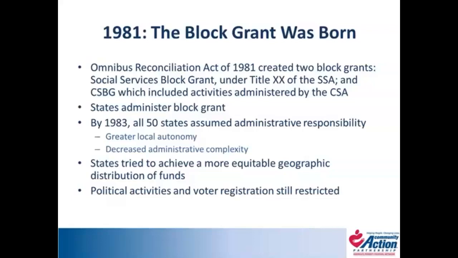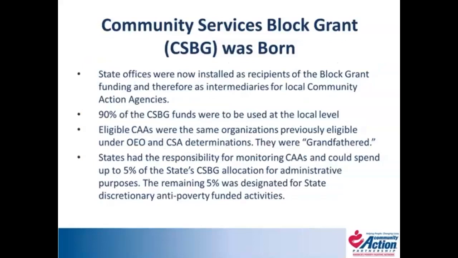So all states administer the block grant. By 1983, all states had assumed that responsibility. There were still restrictions here on political activities and voter registration, which we'll talk a little bit about as we go forward. So you'll see here that state offices were now installed as recipients of CSBG. Under mandate, 90% of the money that went to the states needed to, and still today goes out to local agencies. 90% the states need to pass through directly to local agencies.